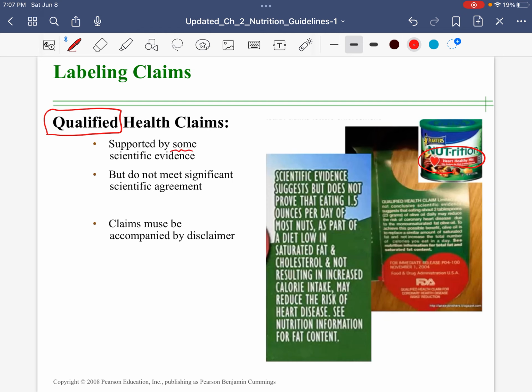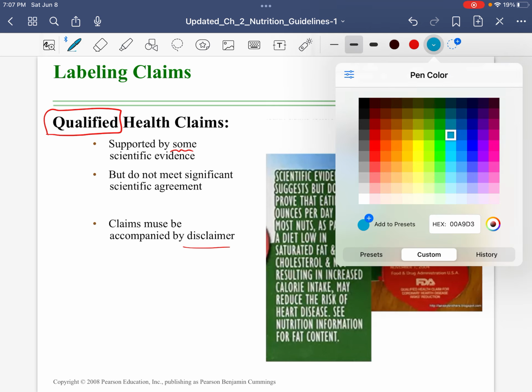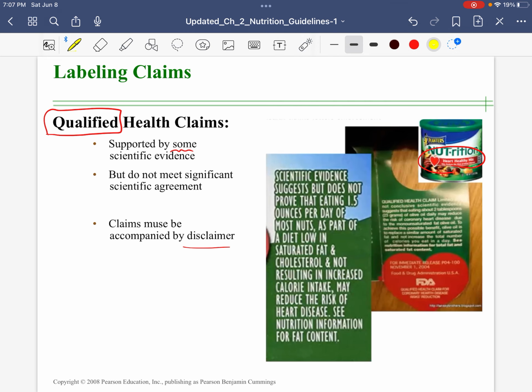There might be some scientific evidence, but it doesn't meet significant agreement. And because of that, this is new. This wasn't the case 10 years ago, actually. There's a disclaimer. So I know it's kind of hard to see, but here we have some heart-healthy Planters nuts. Heart healthy. That's a health claim, but look at the disclaimer. It even says, and I know it's kind of hard to see, let me get yellow, it even says here, qualified health claim. These companies are required to put that on there.